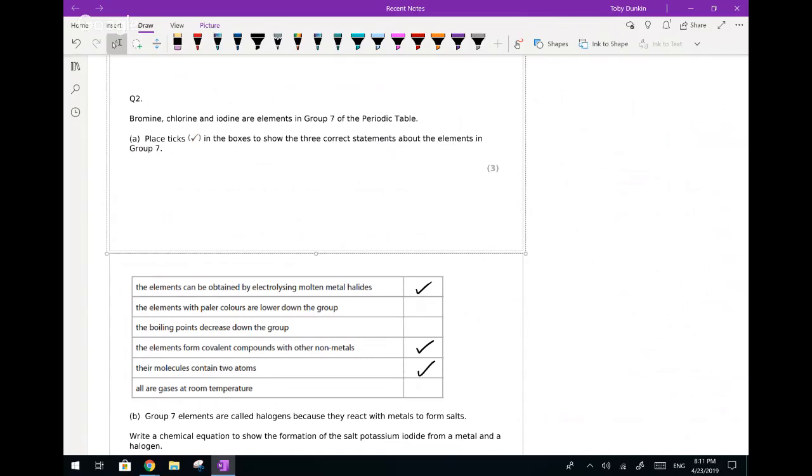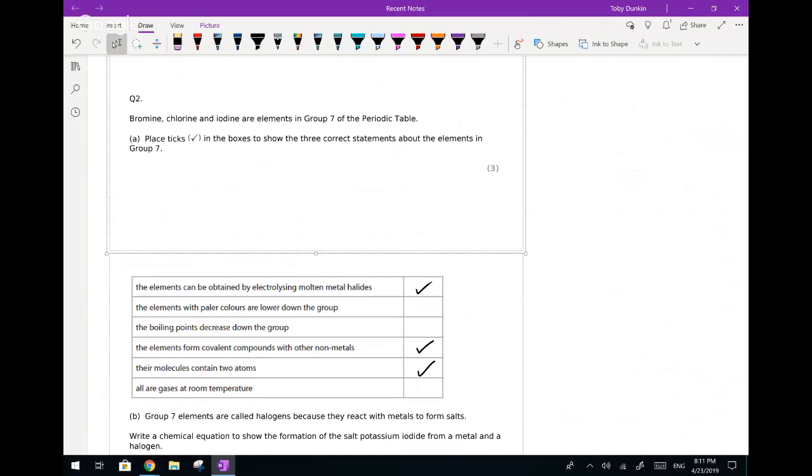The elements with paler colors are lower in the group. Well, that's not true. We did that today. Iodine is black, gray at the bottom. Bromine is brown at the bottom, so they're getting darker. The boiling points decrease down the group. That's not true either. They increase down the group, hence why iodine is a solid, but fluorine is a gas.